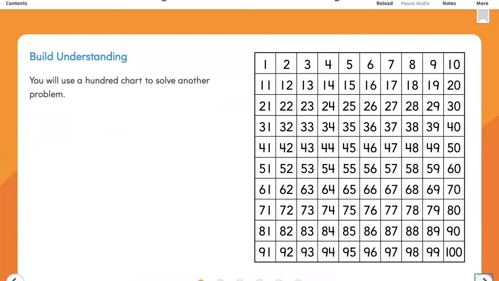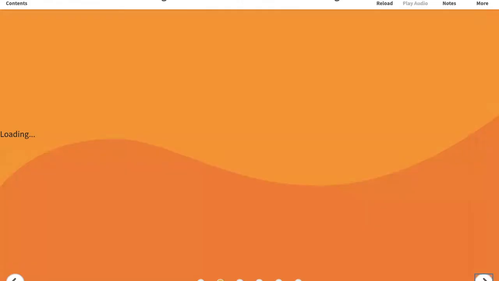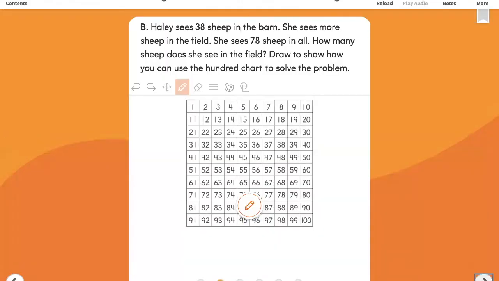For this one, letter B at the bottom of page 388, we will use a hundreds chart again. Letter B. Haley sees 38 sheep in the barn. She sees more sheep in the field. She sees 78 sheep in all. How many sheep does she see in the field? Draw to show how you can use the 100 chart to solve the problem.